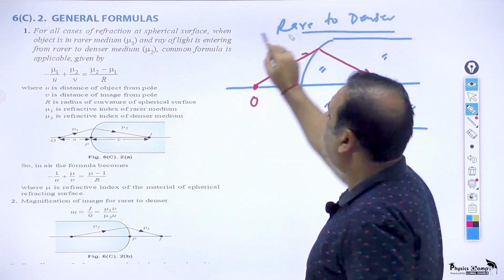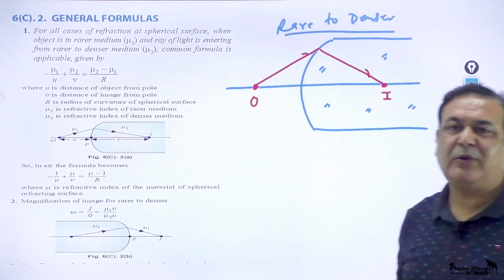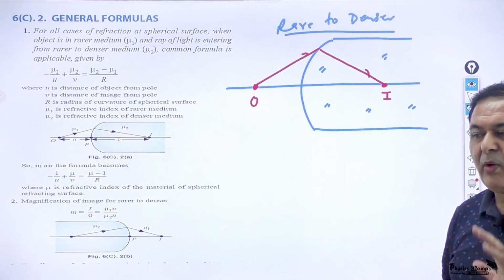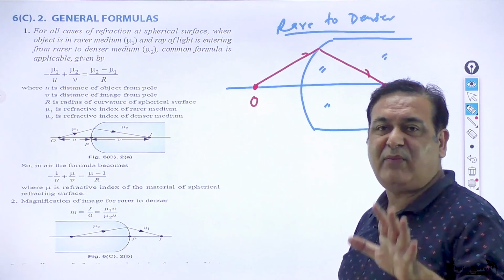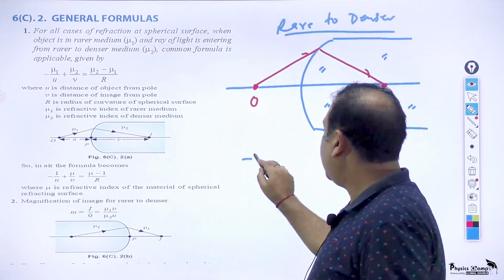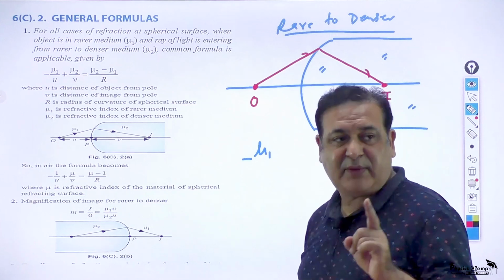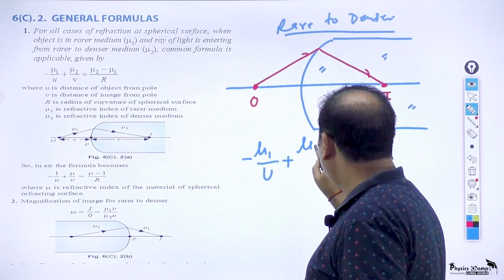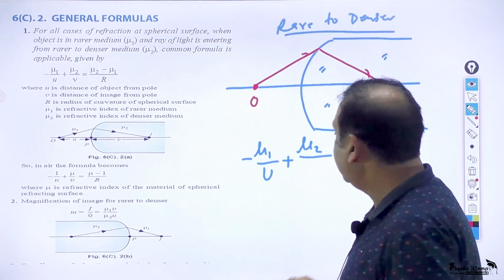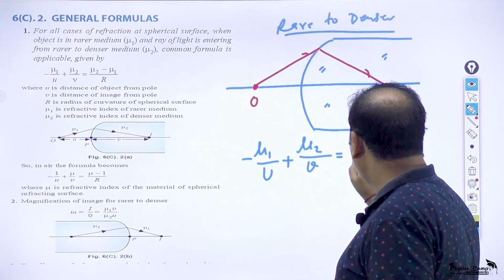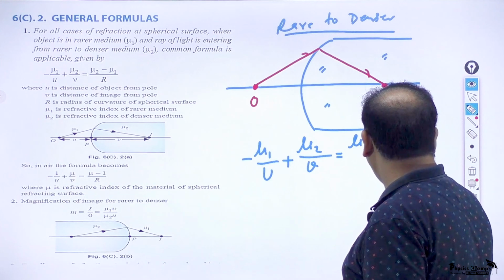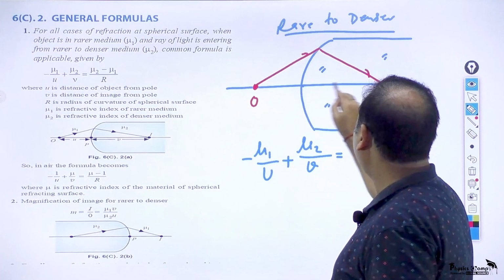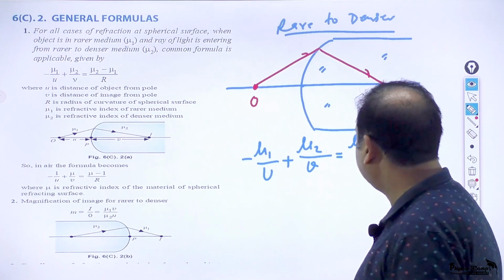In fact, it does not matter whether the image is real or virtual. It may be a real image, it can be a virtual image also. For all cases of rare to denser, there will be the same formula, and that formula is minus mu1 over u plus mu2 over v is equal to mu2 minus mu1 by r. Mu1 is the refractive index of rare medium, mu2 is the refractive index of denser medium. You know what is r? R is the radius of curvature of this convex surface.